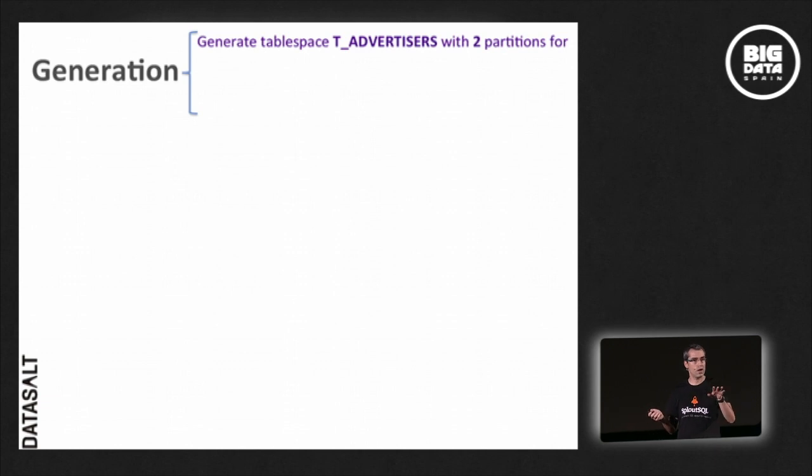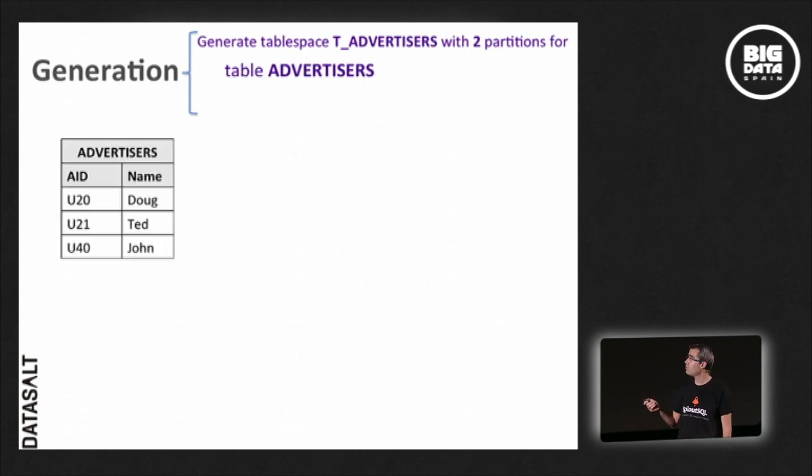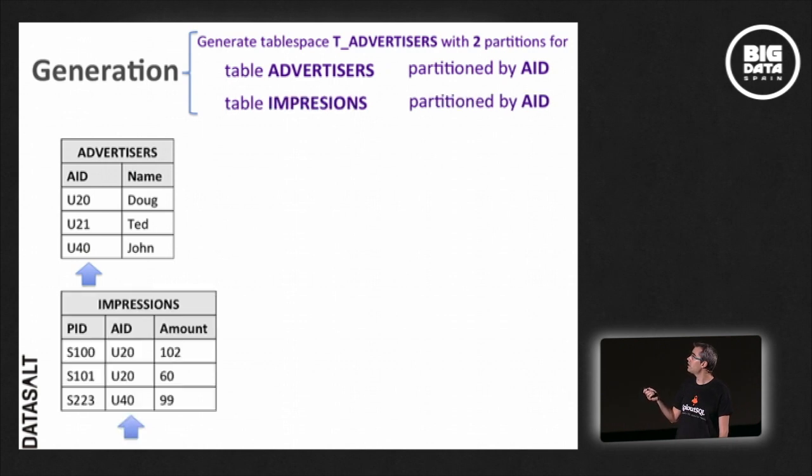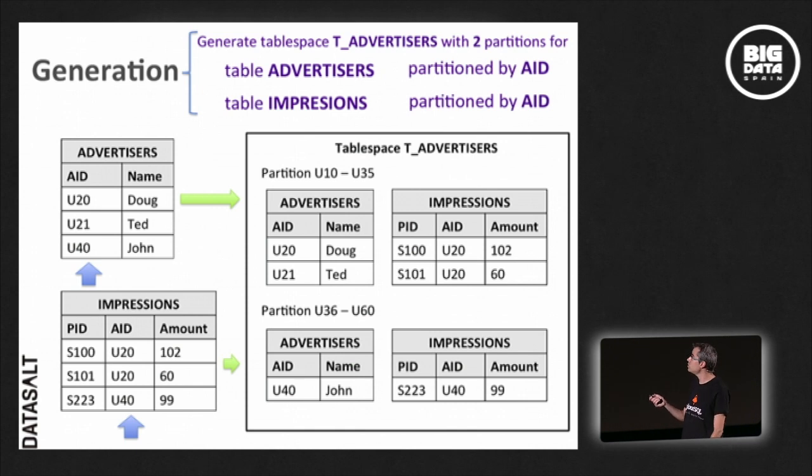And I want to have in that table space two different tables. First, I want the table advertisers partitioned by the column AID, and I also want the table impressions partitioned by AID as well. Once you give that to Splout SQL, it is going to run a process in Hadoop that is going to generate two different partitions. Each of them is going to be an SQLite database. And here we have the first partition that has all the advertisers information from U10 to U35, and here we have the rest. Splout is going to take care of trying to make these partitions the same size. It's something that is done automatically by the system.